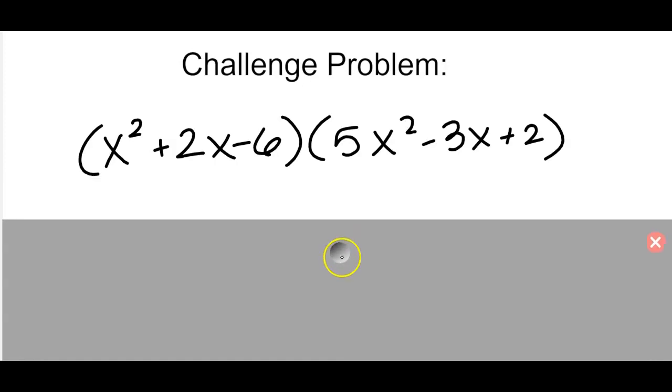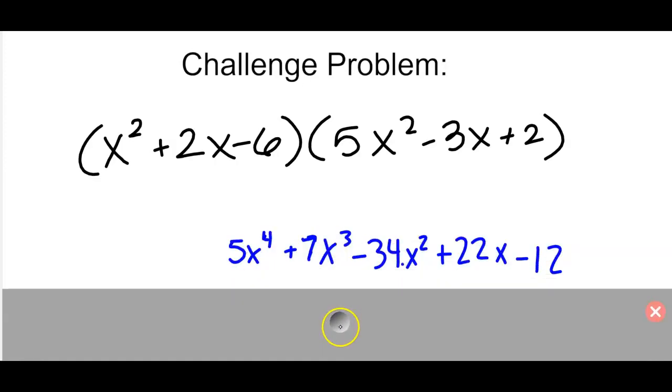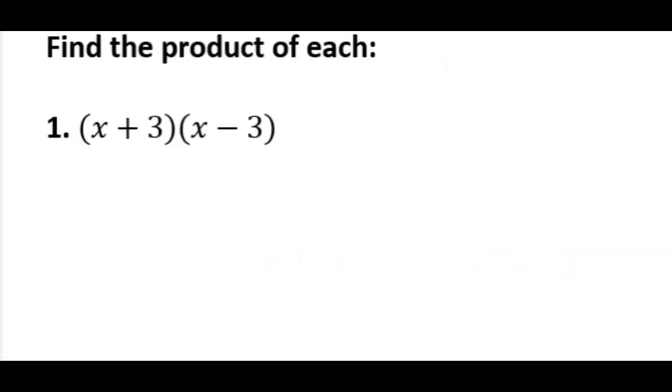Great. After you pause the video and you did this problem, you should have got this for an answer: 54x to the fourth plus 7x cubed minus 34x squared plus 22x minus 12. If you didn't get that, we can talk about it later. All right, next problem. Look at this problem.